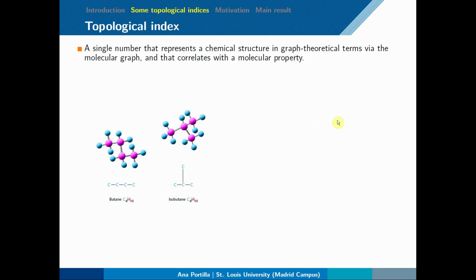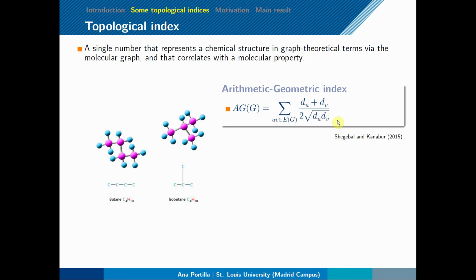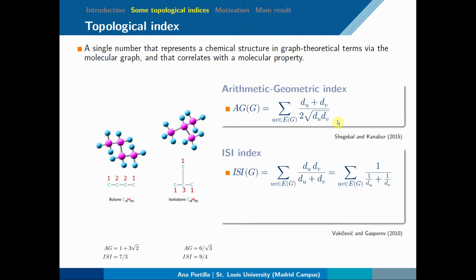And finally, the last two indices that we are presenting are the arithmetic geometric index and the ISI index, the inverse sum index, which is defined this way. Both were defined recently, in 2010 and in 2015. This ISI index has a good purpose for its definition, and it's that it's the best of all predictors, the best one in estimating the total surface area for octane isomers.